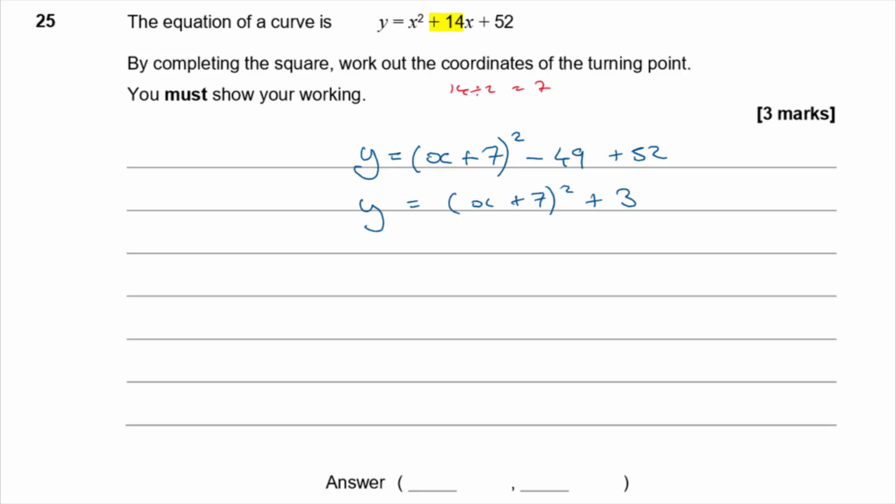Okay, so when is this equation at its least? It's at its least when this bracket here is 0. So then we've got 0 squared, and that occurs when x equals negative 7. So turning point is going to be when x is minus 7. Now if x is minus 7, that bracket would disappear and it would just leave you with 3. So y is equal to 3. Okay, so then the coordinates then are negative 7, 3.